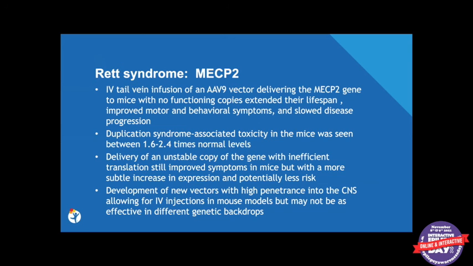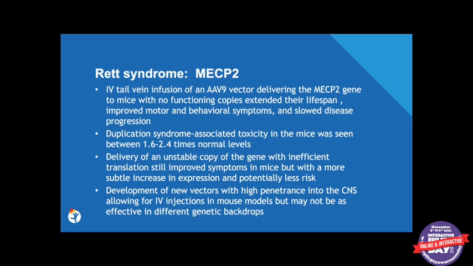So Rett syndrome is also making progress towards gene-based therapies. This is again done in an animal model where they infused into the vein of the mouse's tail a vector delivering a functional copy of the gene to the mice. Now these mice had no functional copies of the gene, as opposed to human disease in which patients have one functional copy of the gene. But delivering this gene improved the motor and behavioral symptoms of the mice and slowed the disease progression.